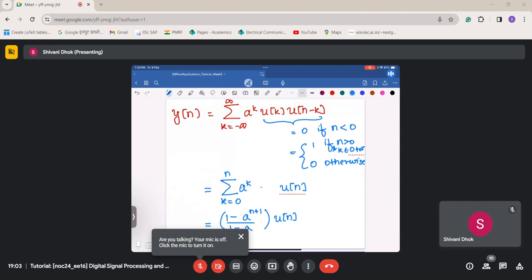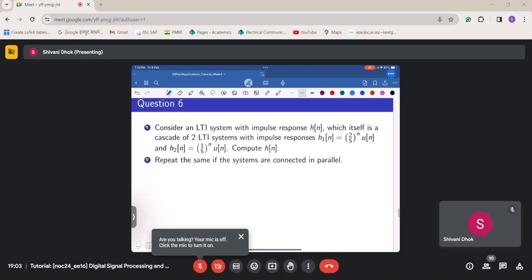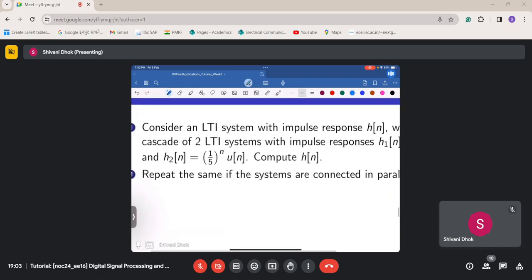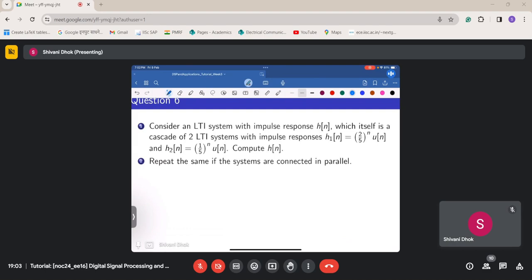Let's move on with the sixth question for today. What it says is, consider an LTI system with impulse response h of n, which itself is a cascade of two LTI systems with impulse responses h1 of n and h2 of n, and we need to compute h of n.